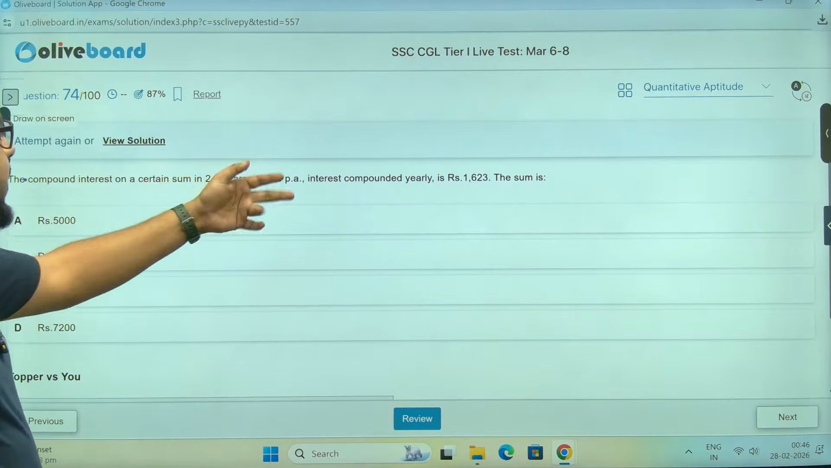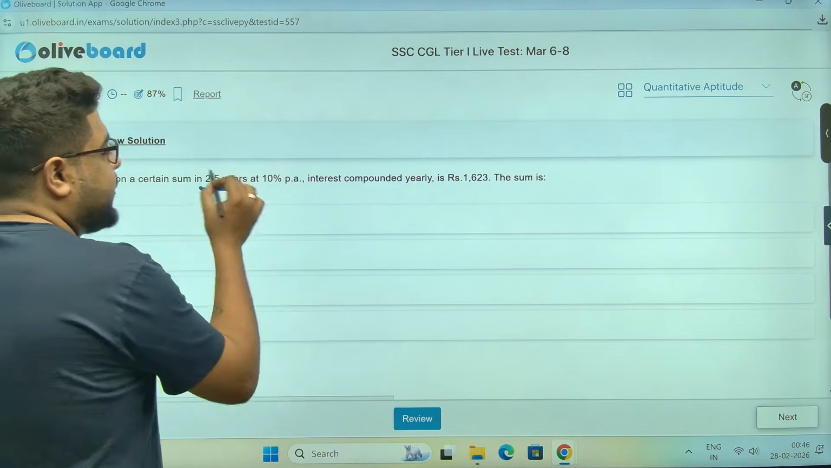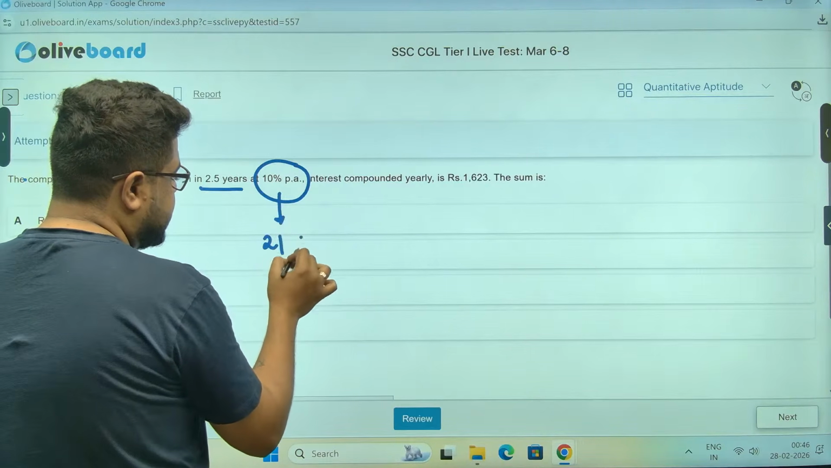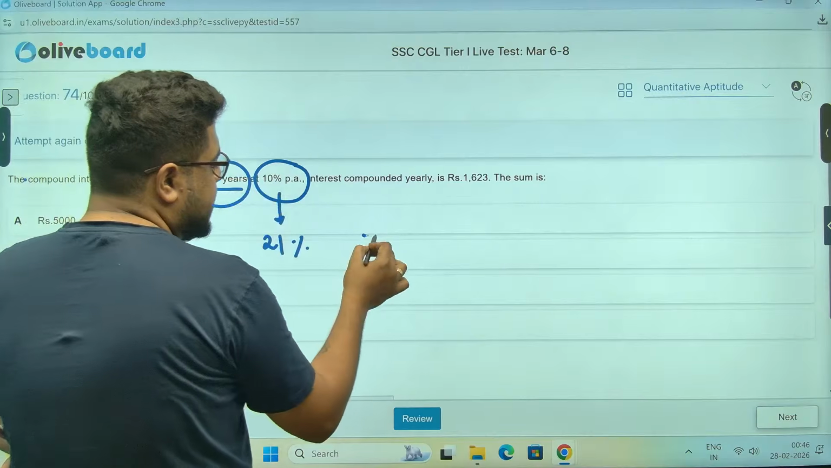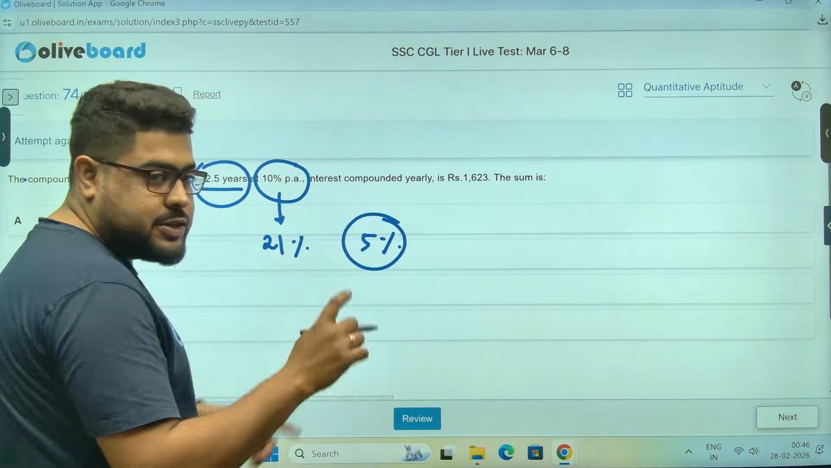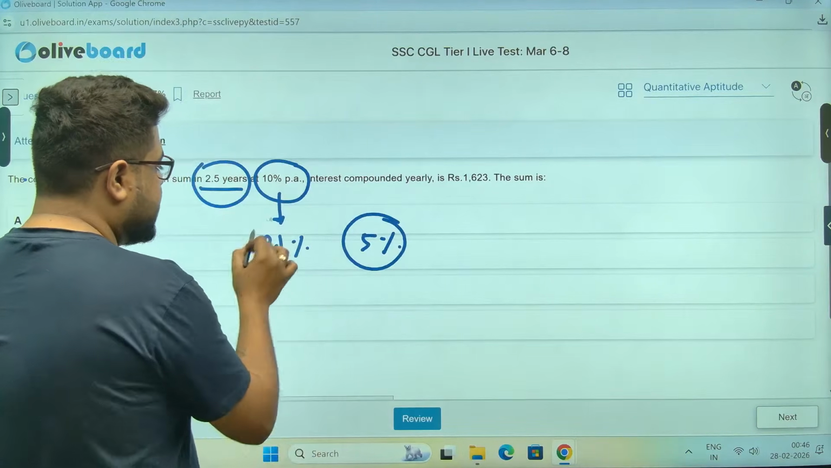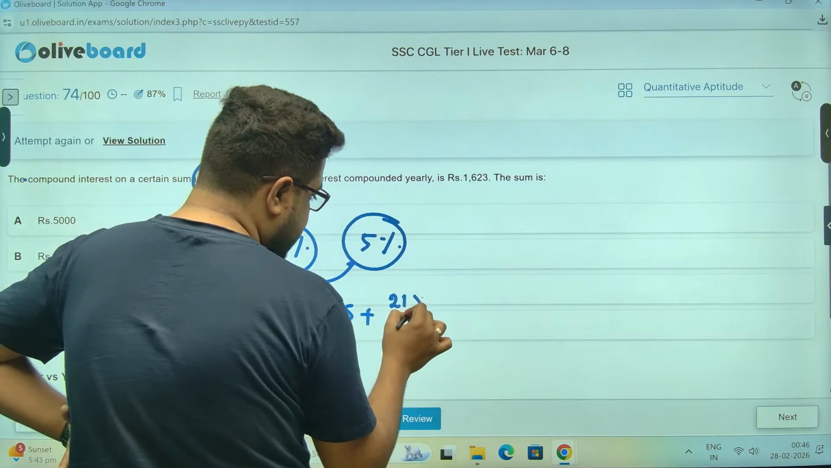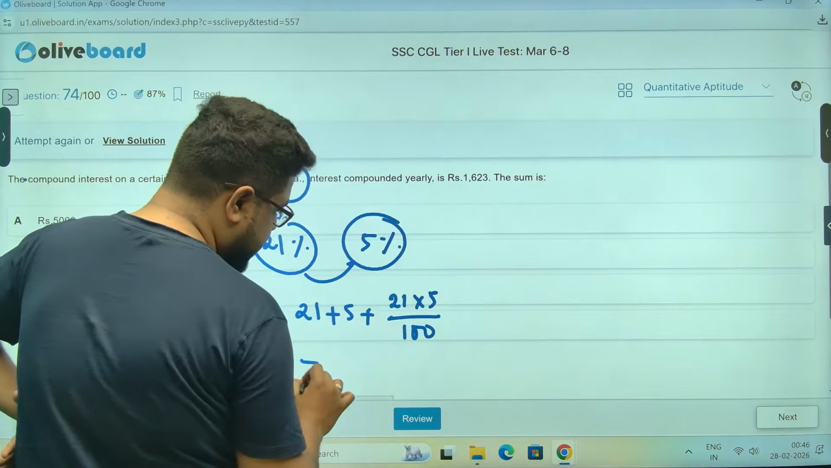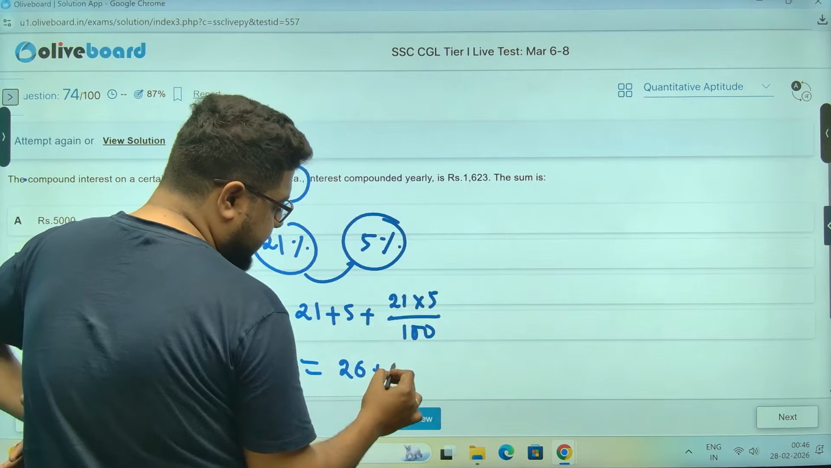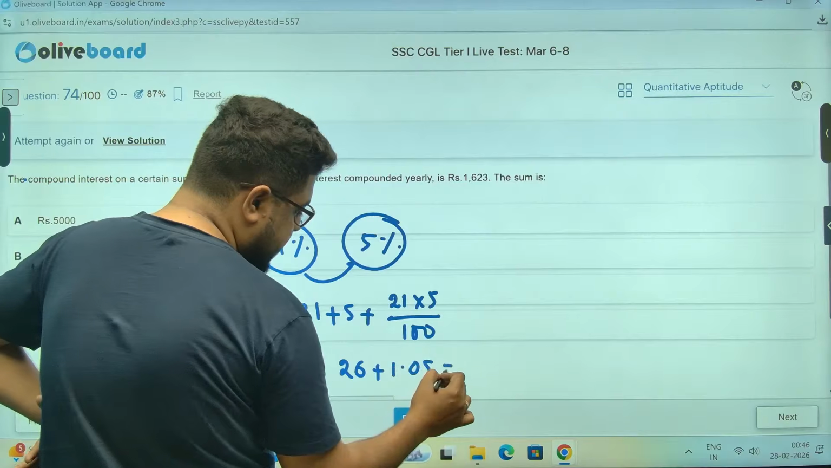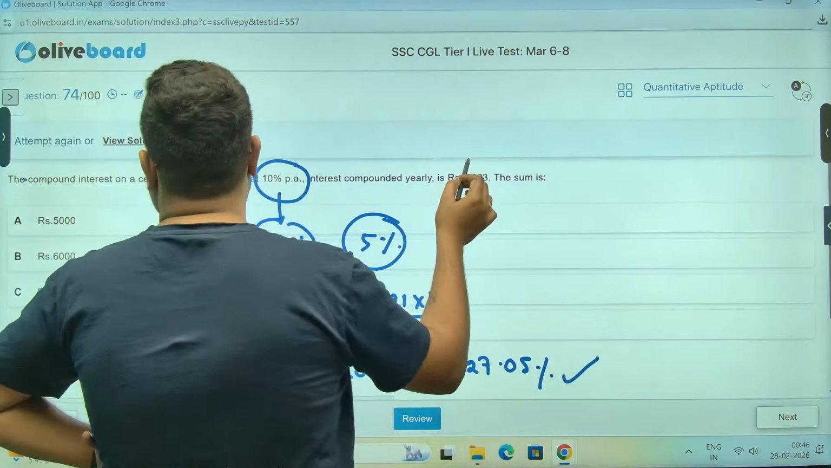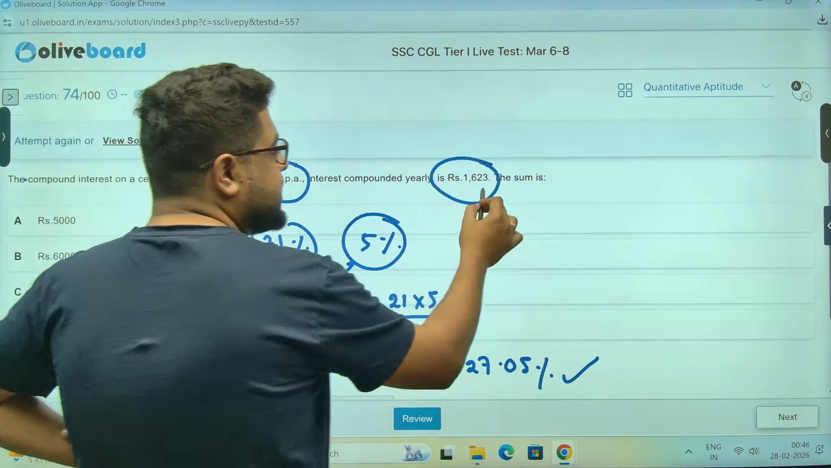Compound interest, 2.5 years, 10%. Meaning 2 years first, 2 years at 10% is 21%. And for half the year, meaning the third year, we get 5% because that's not a complete year, that's half the year. Again, use the AB theorem: 21 plus 5 plus this by 100, plus 105. So that means 1.05, 27.05%. So they are asking that is equal to this.